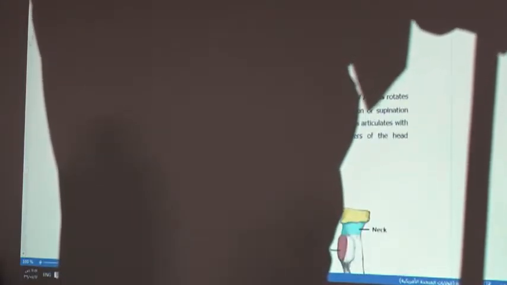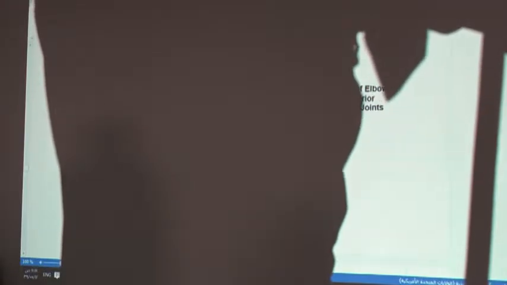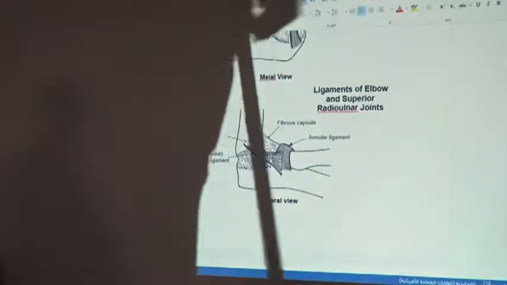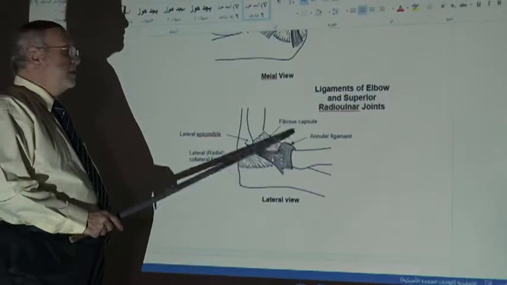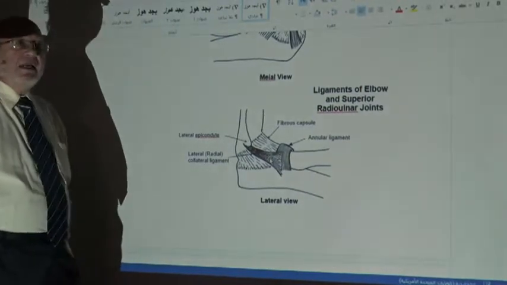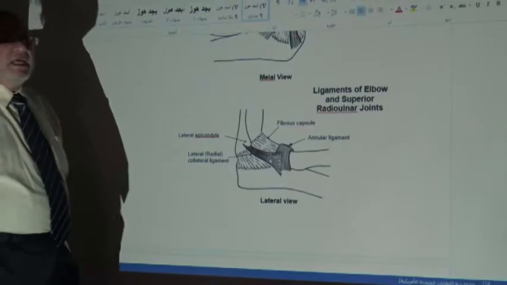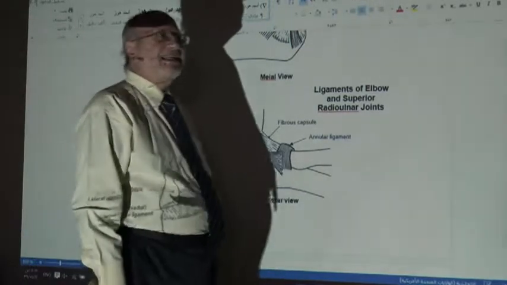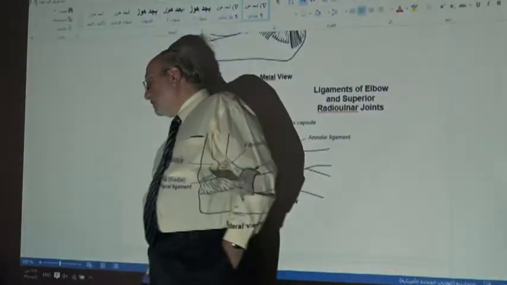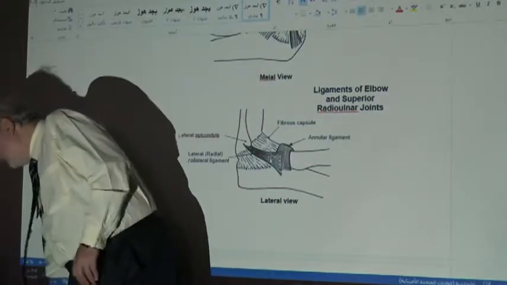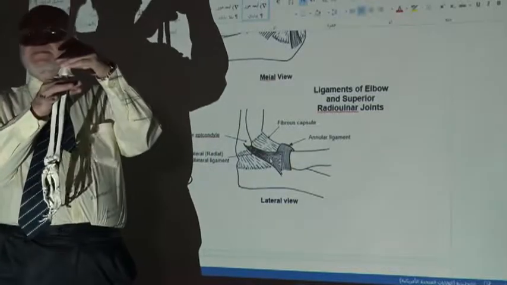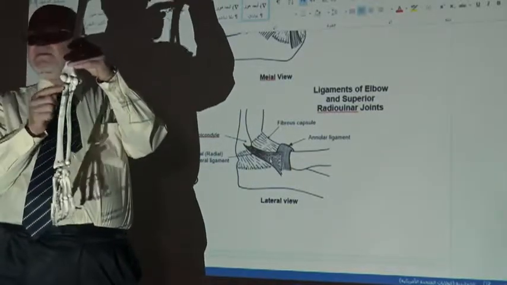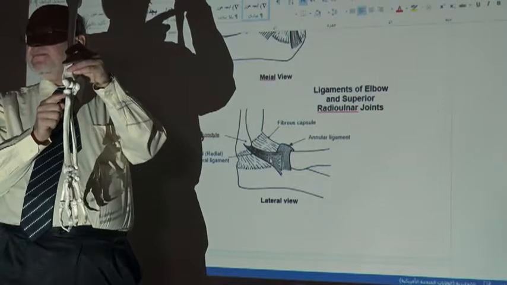Ligaments of the superior radioulnar joint. Which ligament is the main one? This ligament is the annular ligament, which is three quarters of a circle, surrounding the circumference of the head of the radius.